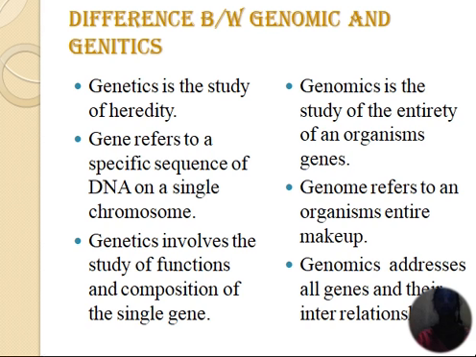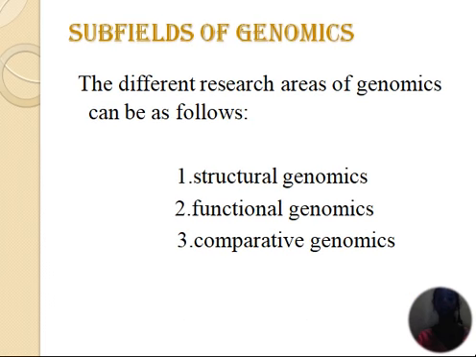Difference between genomics and genetics. Genetics is the study of heredity. Genomics is the study of the entirety of an organism's genes. Gene refers to a specific sequence of DNA on a single chromosome. Genome refers to an organism's entire makeup. Genetics involves the study of functions and composition of the single gene. Genomics addresses all the genes and their interrelationship.